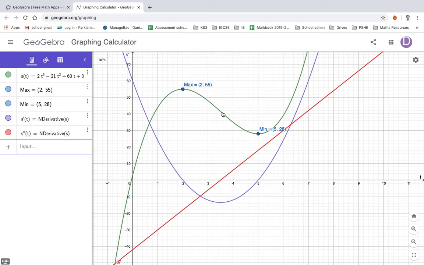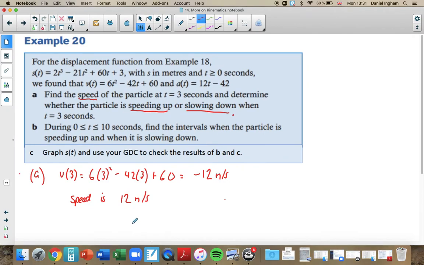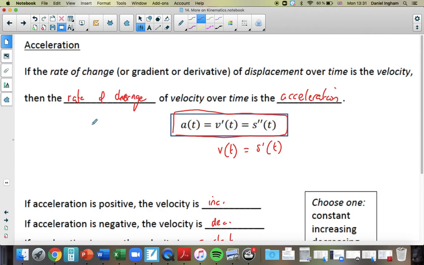Whereas here it's slowing down, and what you'll notice is that the velocity is negative and the acceleration is positive. So when these two don't match, when one is positive and one is negative, then that means it's slowing down. And that's an extra rule that we really need to know, so we're going to have to make a note of that in your notes.